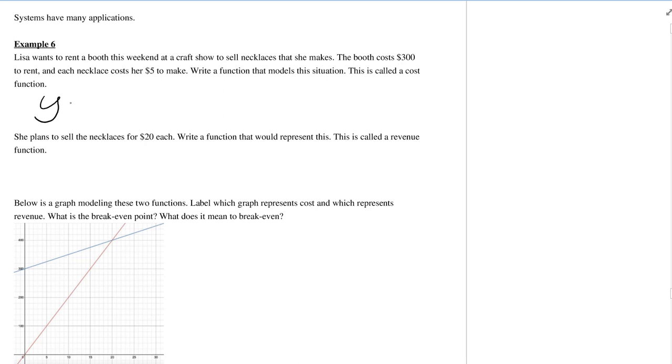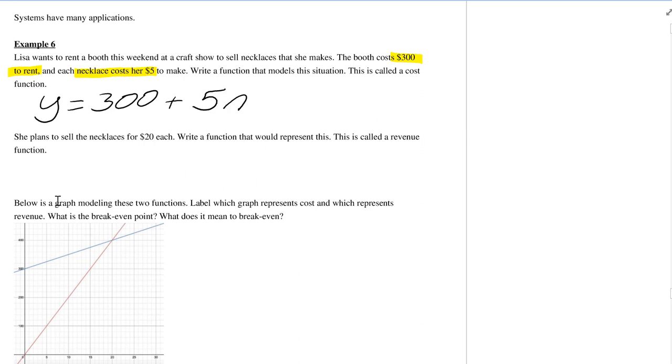So in this case, it's a $300 flat cost, and then the other cost she has is dependent on how many necklaces she actually makes. So that 300 is one part of this, but how do I model something that is just dependent on the number of necklaces that she makes? Well, that would be 5 per necklace, so that would really be something like 5n. We'll just call this y equals 300 plus 5n, where n is the number of necklaces. So here's the first part of this problem.